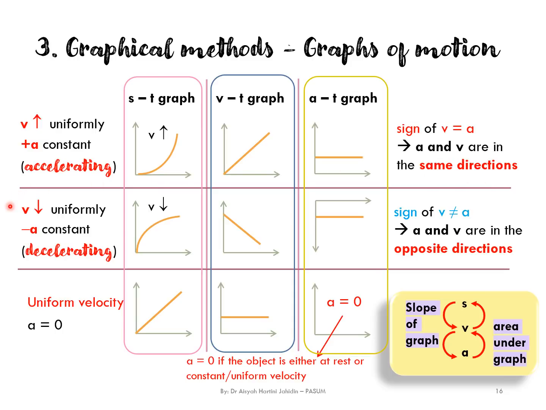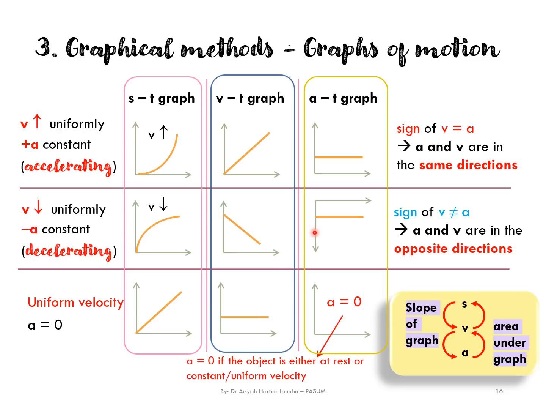For the second case, if the velocity of the object is decreasing uniformly, we say that the object is decelerating, then we have to write a negative sign for a. When we look at the first graph, the s-t graph, we will have a negative curve slope, and also a negative slope for the v-t graph.